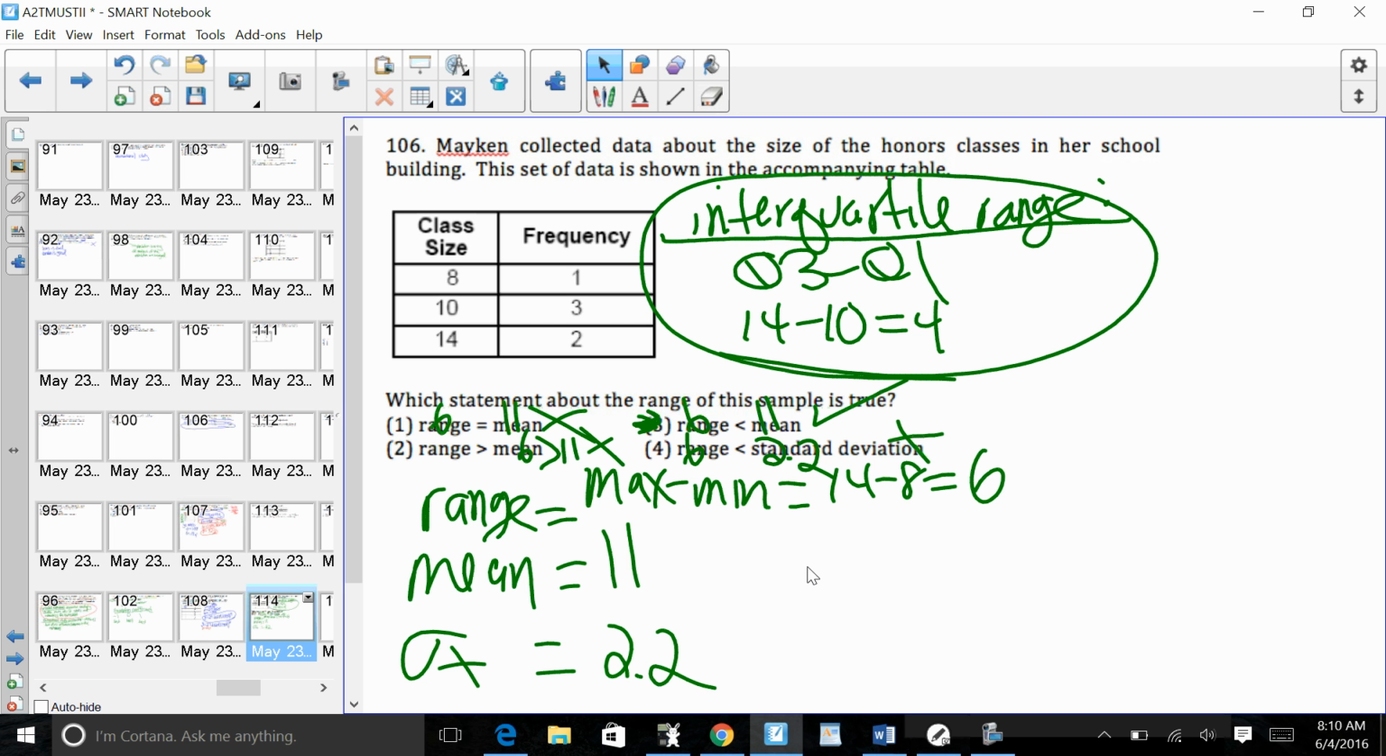So the calculator does all the work for you. Just be careful with the frequency list. If there's a frequency list, put L2 into the frequency list. If there's not a frequency list, clear it out.